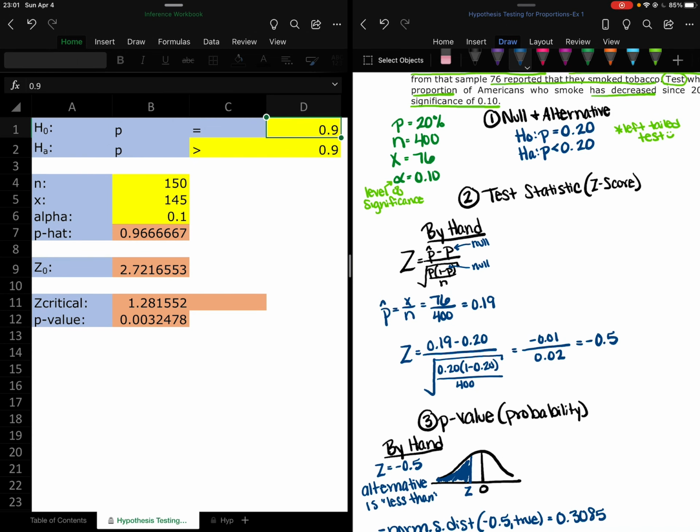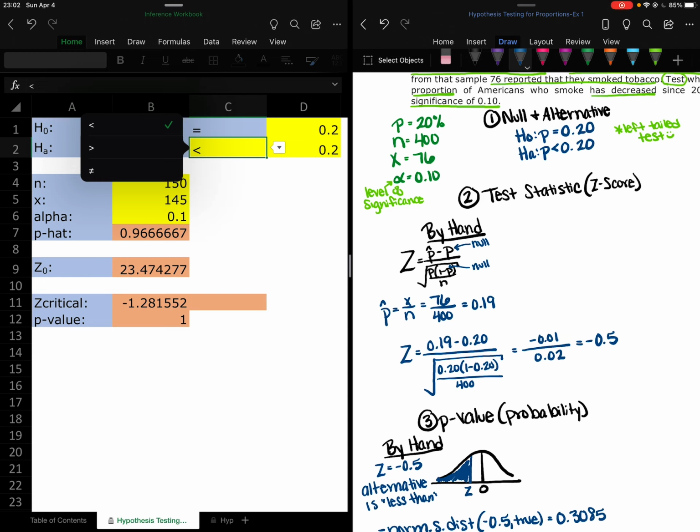So what we're going to do is we're going to type in 0.2 to this first spot, maybe. There we go. And then 0.2 here. And then this is doing right-tailed, so I want to change it to left-tailed. So H0: p equals 0.2, Ha: p less than 0.2. There's a menu here where you can change these.